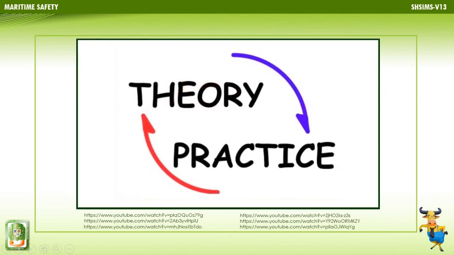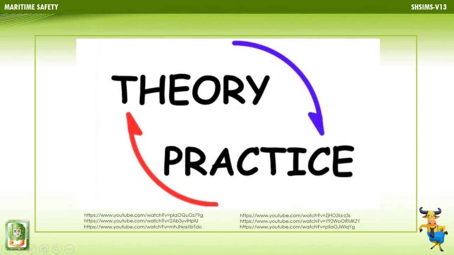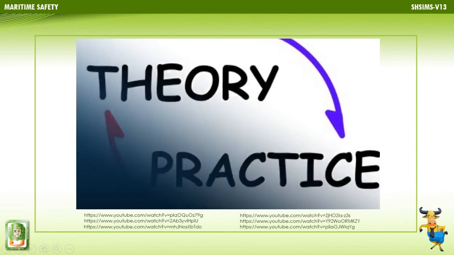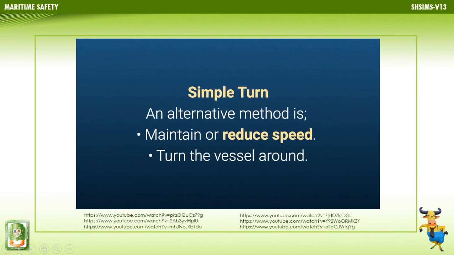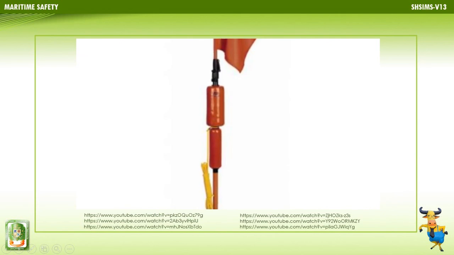What needs to be known for this method to be fully effective is at what point on the initial turn the helm is reversed. This can only be established through practice and training. An alternative method is: maintain or reduce speed, turn the vessel around, and use the still visible floating datum to turn onto the reciprocal water track.